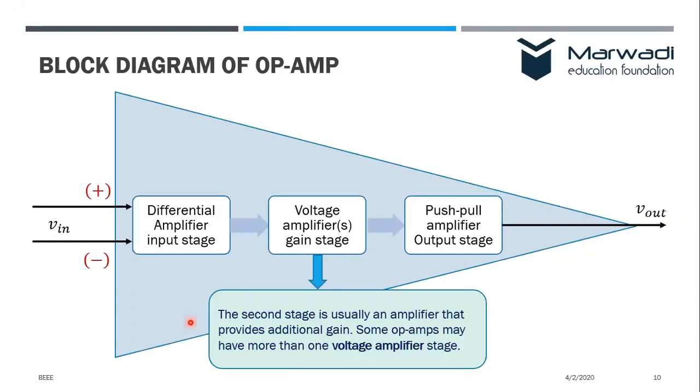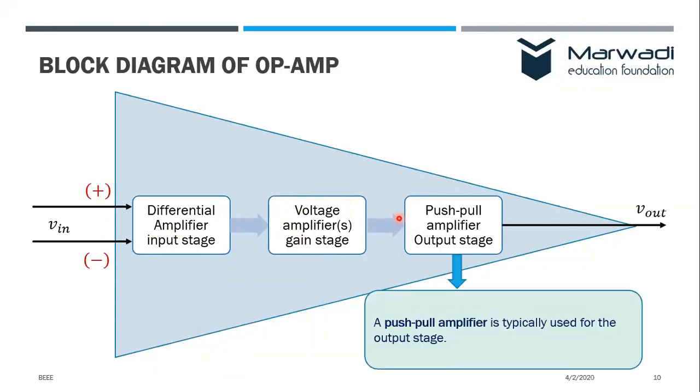But what we want is infinite output gain. So if we want infinite output gain, then the signal which is amplified 100 times, let us say, should again be amplified 100 times. Then we can get a very, very high gain. This is just for your understanding. So the second stage is usually an amplifier that provides the additional gain, and some operational amplifiers may have more than one voltage amplifier gain stage.